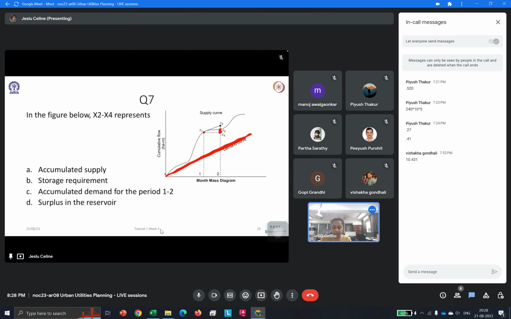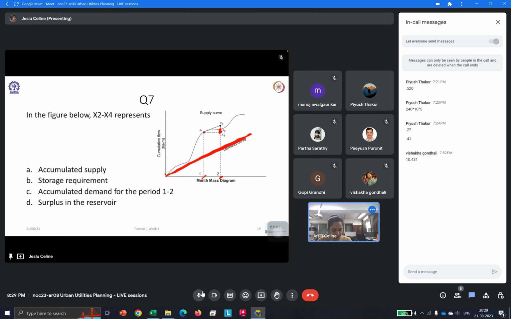What does that show? Is it the accumulated supply, storage required, accumulated demand for the period 1 to 2? So this is 1 to 2. Is it the accumulated demand or is it the surplus in the reservoir? Any guesses? Surplus in the reservoir.